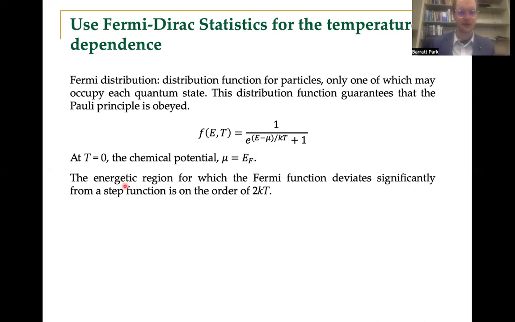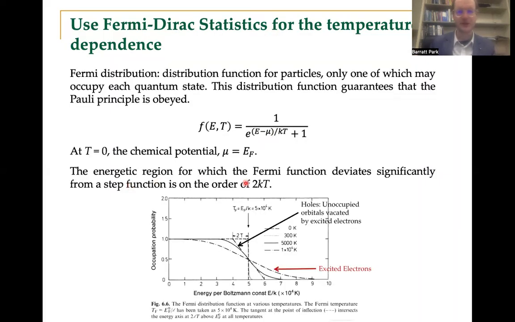Basically, the energetic region for which the Fermi function deviates significantly from a step function is on the order of 2 kT. Here's what the Fermi function looks like if you plot it at T equals 0. It looks like a step function, right? So all of the electronic states are occupied up to the Fermi energy, and then they stop being occupied. But at finite temperature, you start to round off the edges of this step function, and you start to have a significant portion of the distribution with an energy greater than the Fermi energy that are occupied, and you start to have unoccupied states that are below the Fermi energy.